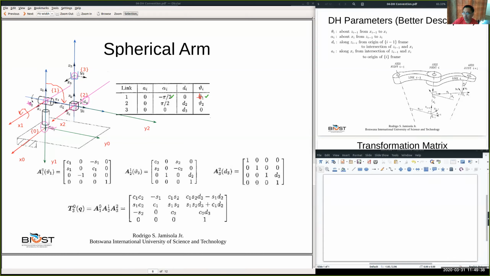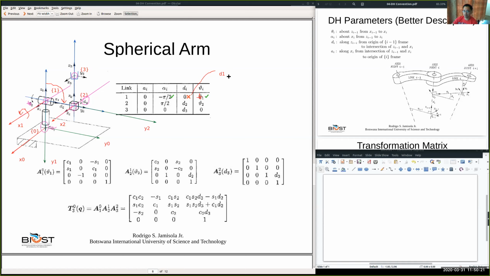So this one is not anymore applicable. Instead we put D1. There's a D1 along Z0, from origin of frame 0 to intersection of Z0 and X1. This is the intersection from here to there, and it's positive direction going towards Z0. I mean, Z0 direction is positive, and so that's our D1.